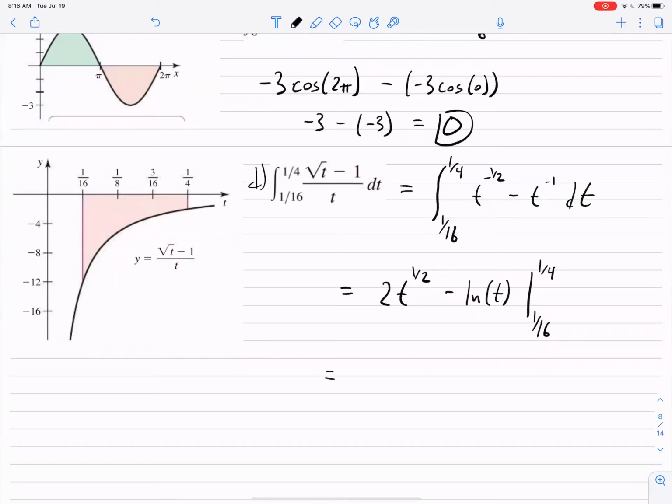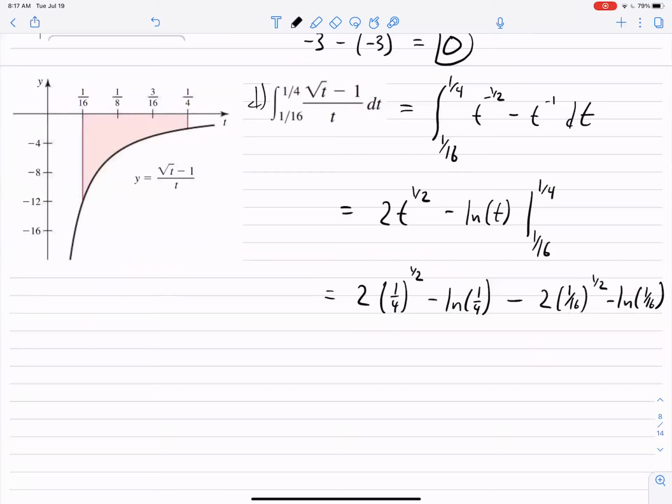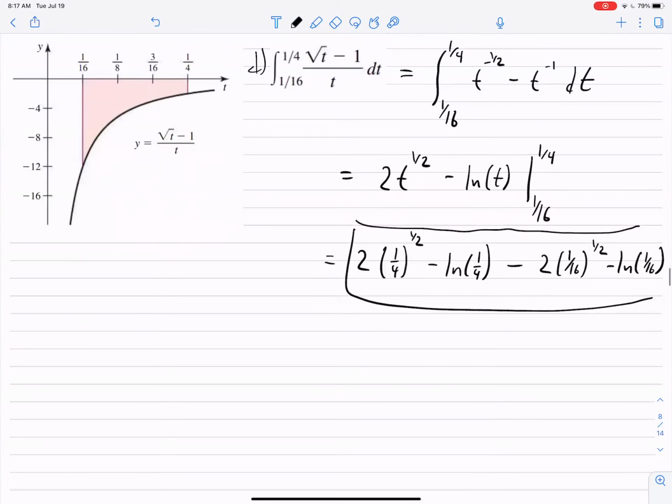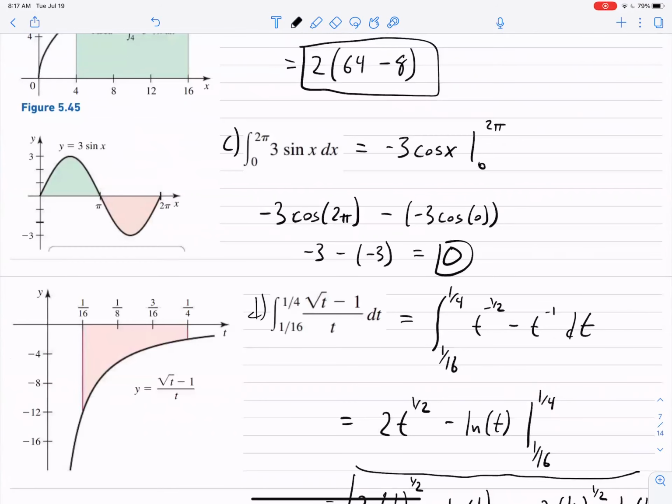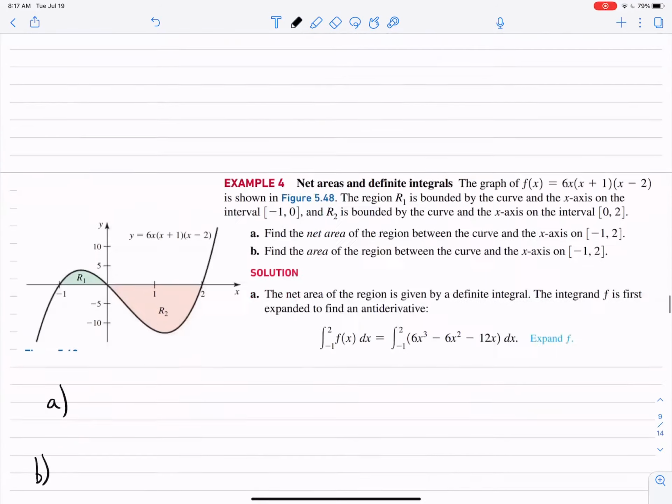And so if I plug in 1/4 there, I get 2 times 1/4 to the 1/2 minus ln of 1/4, and then minus 2 times 1/16 to the 1/2 minus ln of 1/16. And honestly, that's fine. Let's just leave it like that, because that would be all I ask on an exam. All right. So that is using the fundamental theorem of calculus. Let's do some more examples using that.